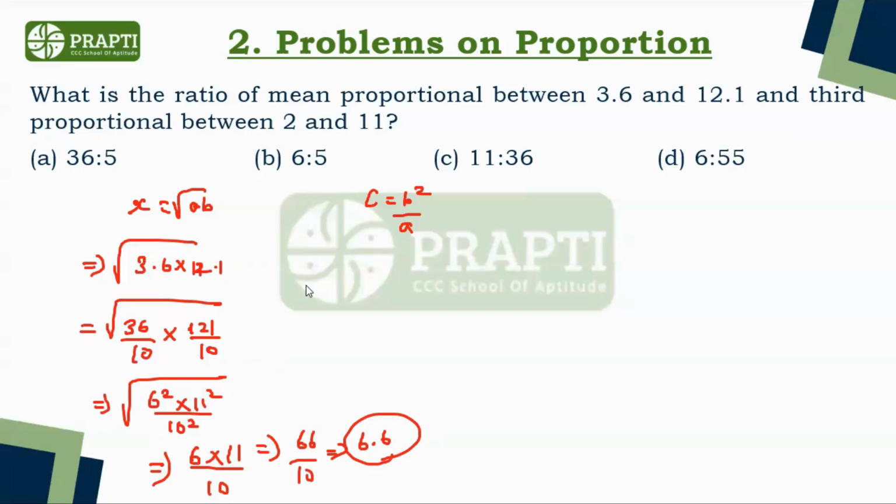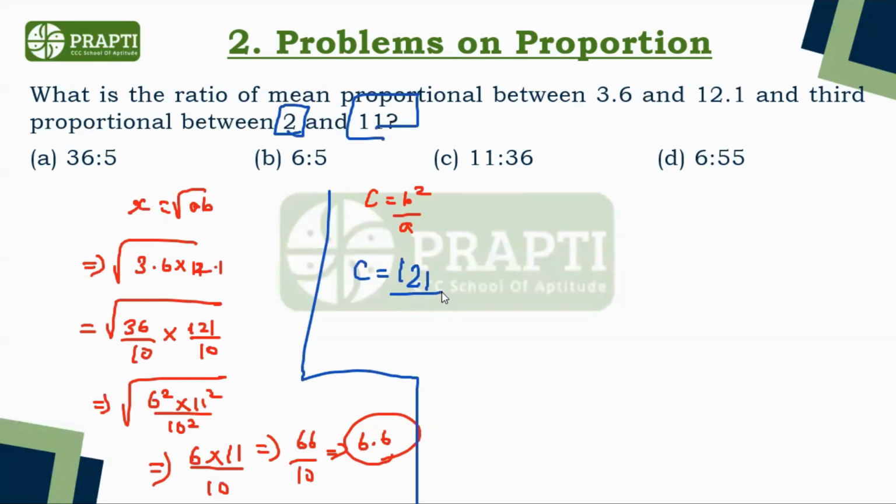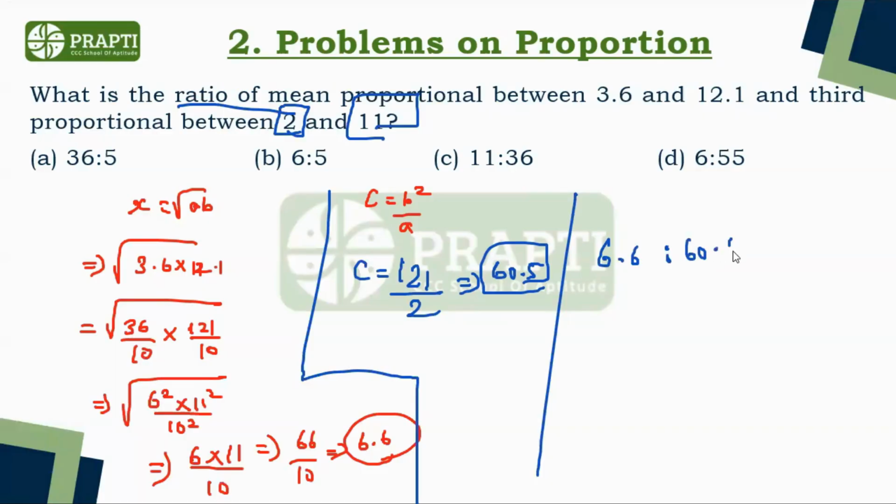So now we are going to see third proportion. C is equal to B square by A. What is A here? A is 6.6, B is 11. So 11 square is 121 divided by 2, which is nothing but 60.5. So this is our third proportion. Now they are asking the ratio of mean proportion and the third proportion. So 6.6 is to 60.5.